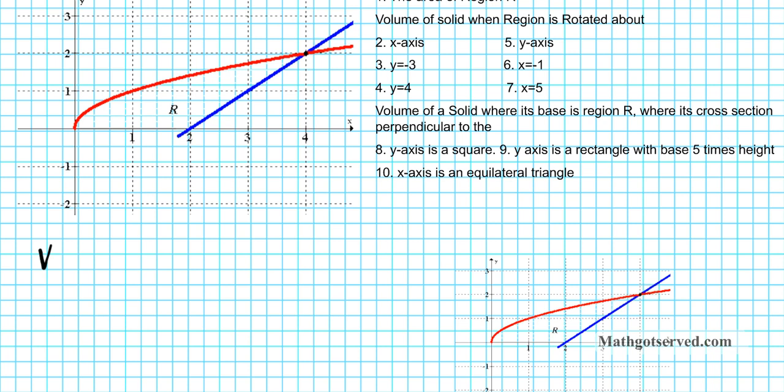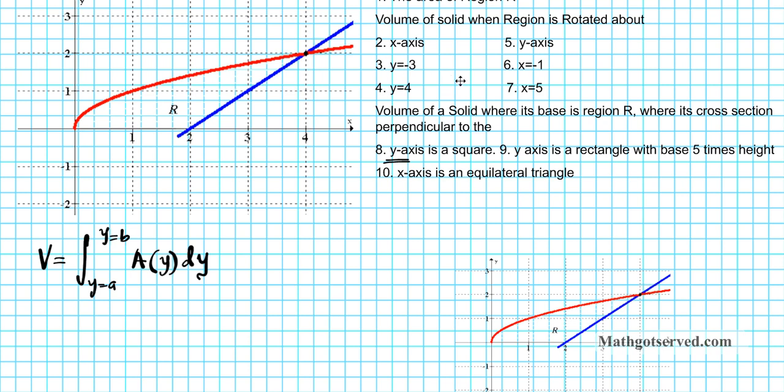So the formula is V equals the integral from y equals a to y equals b of the area of the cross-sectional shape, A of y, dy. So you might wonder, why are we using y's in this formula? Well, notice what the cross-section is perpendicular to. It is perpendicular to the y-axis.